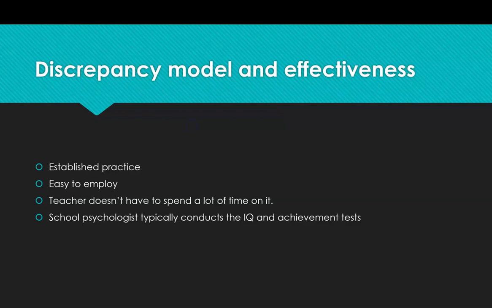So the discrepancy model and the effectiveness. This is an established practice. It's easy to employ. The teacher doesn't have to spend a lot of time with it. As we'll talk about, the RTI process is a little bit more in depth and a little bit more time consuming on the teacher's part. The school psychologist is typically the one that conducts the IQ and achievement tests. So the teacher just gives some data, and then the school psychologist kind of takes over from there to determine if there is a discrepancy and if the student would qualify for specific learning disability.